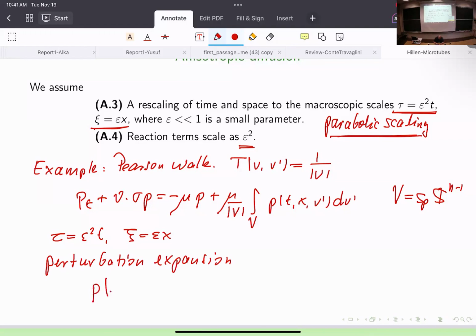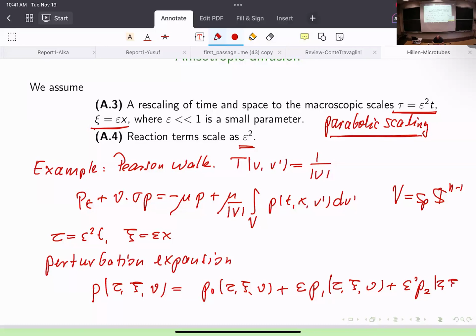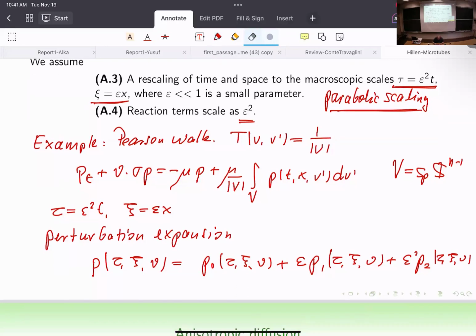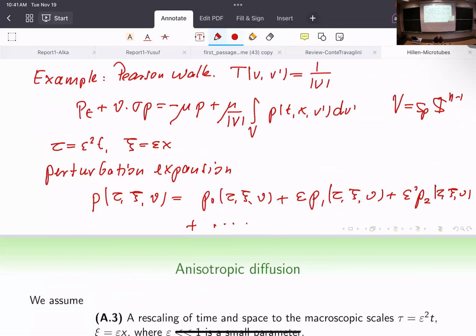Of the form P of tau, xi, and V. It's the term P0, which depends on the same variables, plus a lower order term epsilon P1 of tau, xi, V, plus epsilon squared P2. So this is a very standard method. Plus epsilon cubed, and so on. You can go as high as you want, and we only need to go to epsilon squared. So this is the assumption.